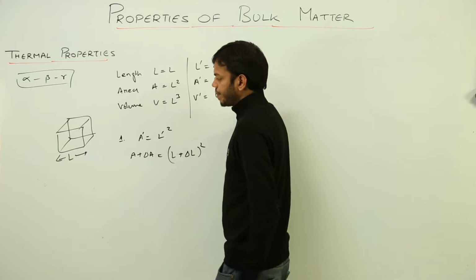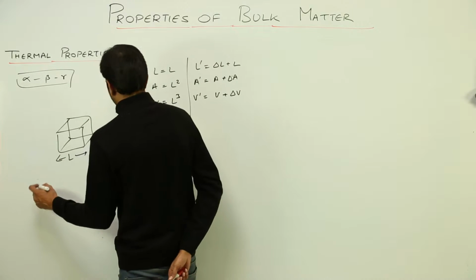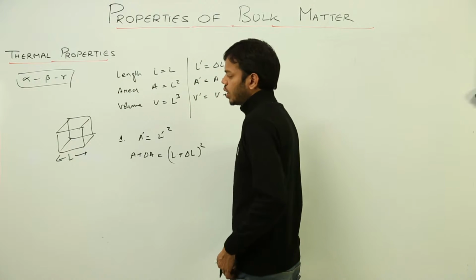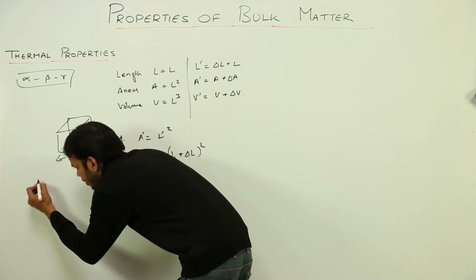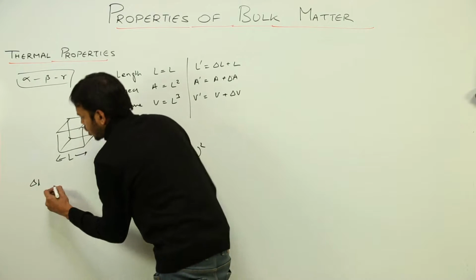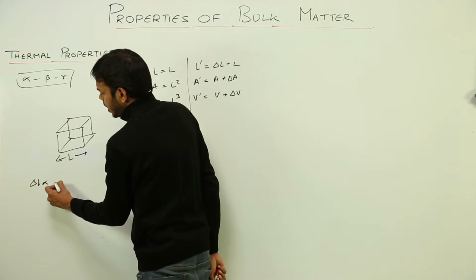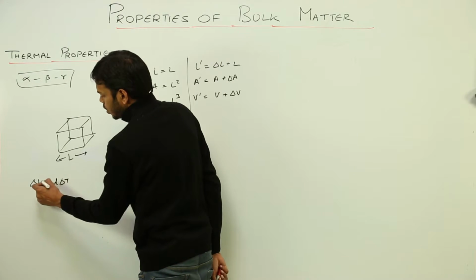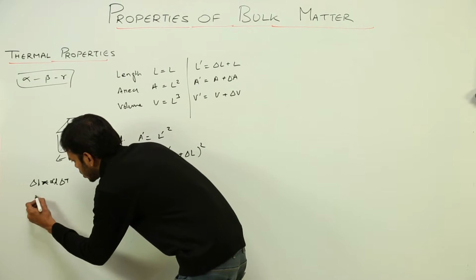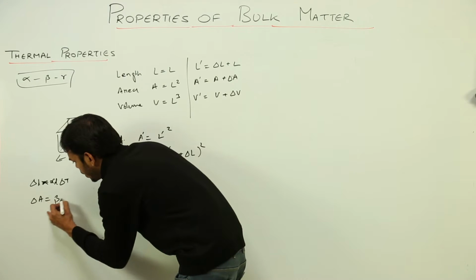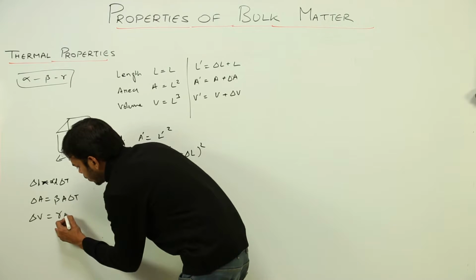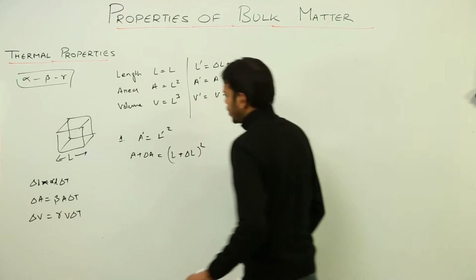What was delta A? See, if I have to write the value of those three formulas I just wrote, let me derive it out. Delta L was proportional to L and delta T. So delta L is equal to alpha L delta T. That means delta A would be equal to beta A delta T, and delta V would be equal to gamma V delta T. These are the three formulas which I am looking for.